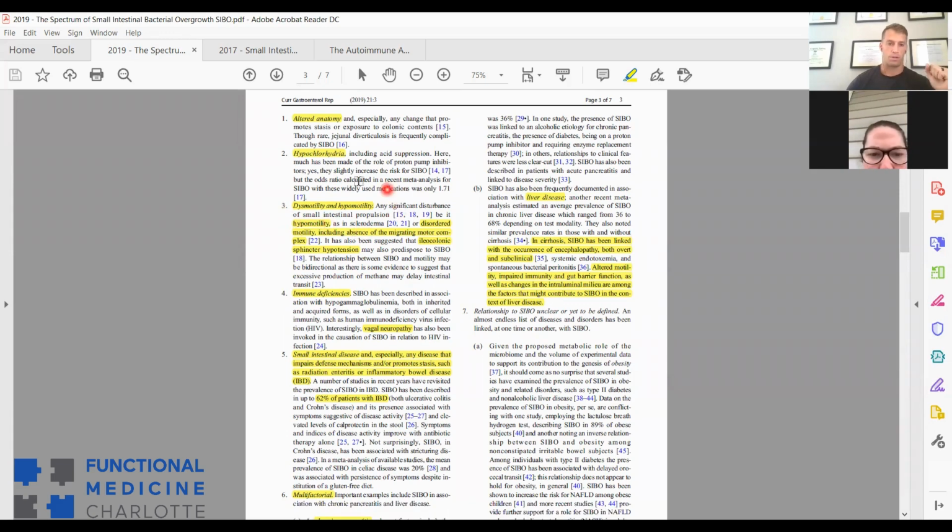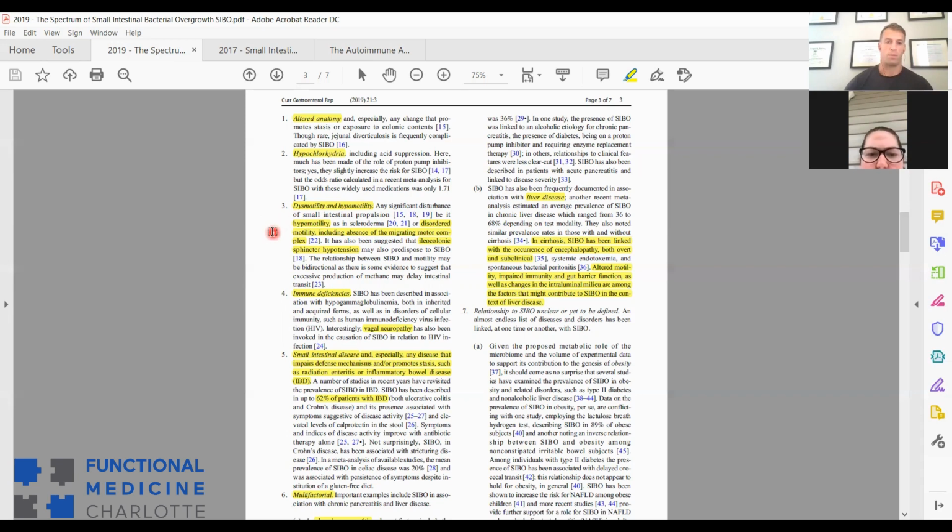Dysmotility and hypomotility basically tags along with the first point, which is altered anatomy. So if you have dysmotility or hypomotility, the difference there is hypo means low motility. Dysmotility means dysfunctional. Maybe you have too much or too little, and maybe it varies. So too little could lead to constipation. Too much could lead to diarrhea.